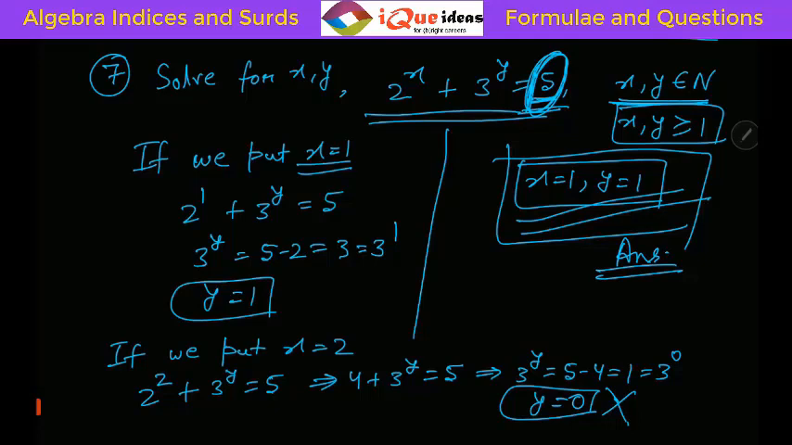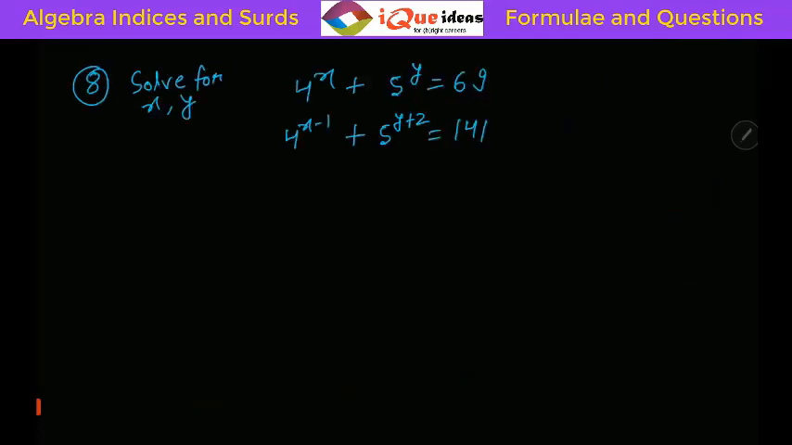Okay, now let's take another question. In this question, you see that there are two variables x and y, the values are very large, and there are two equations. There are multiple methods. Let me call this method 1. Let's assume that 4 raised to the power x is equal to a and 5 raised to the power y is equal to b.